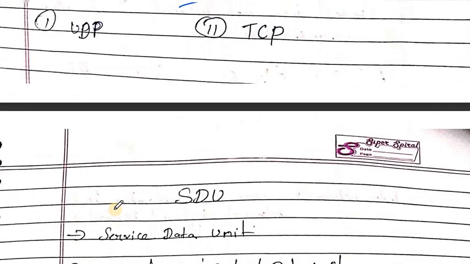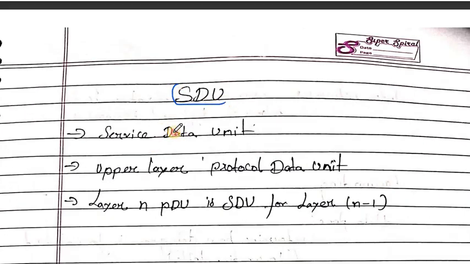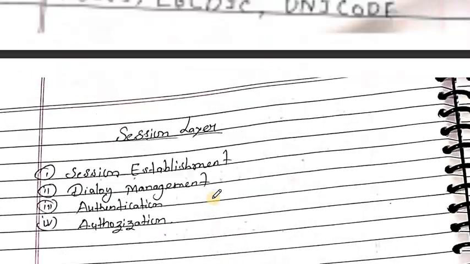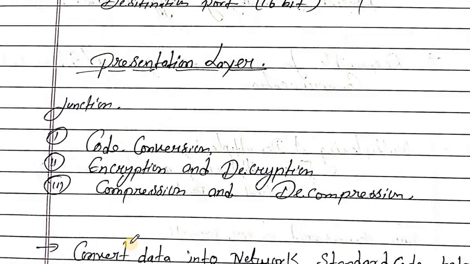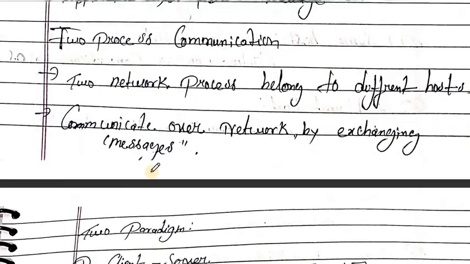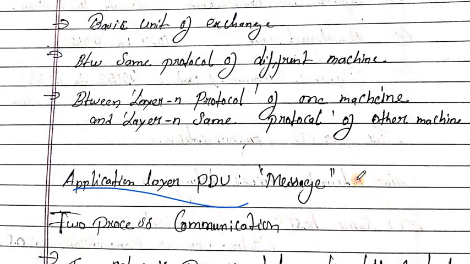Now these are the two protocols, UDP and TCP. Here we talk about the SDU, service data unit. Previously we saw the session layer, presentation layer, and application layer. As we saw in the application layer, there is a PDU. PDU means the basic unit for data exchange. The application layer sends data to the next lower layer, and this data is called a message. It is the basic unit of exchange.